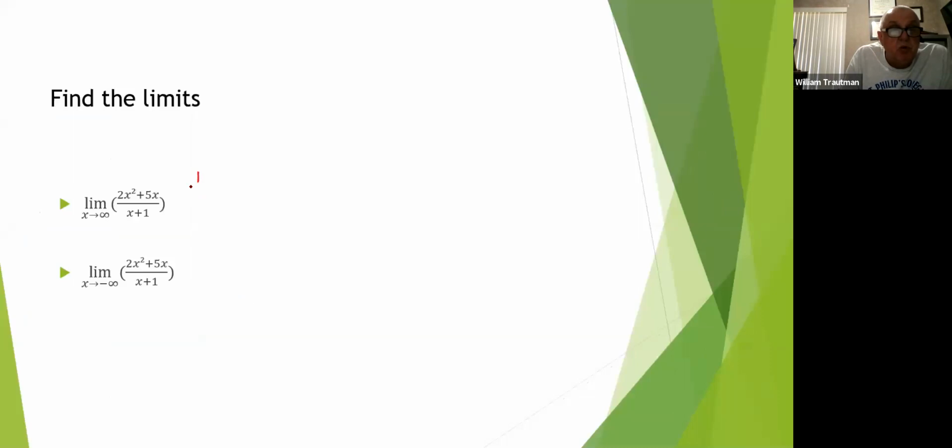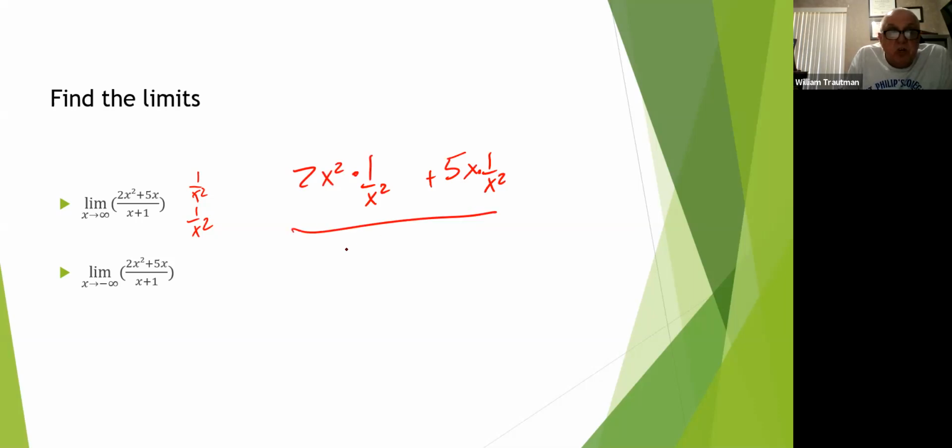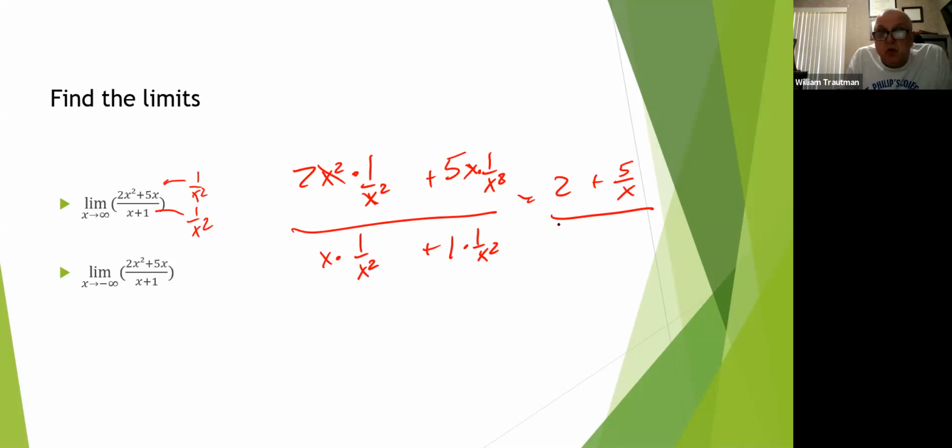If I multiply by 1 over x squared, I get 2x squared times 1 over x squared plus 5x times 1 over x squared, all over x times 1 over x squared plus 1 times 1 over x squared. So I'm distributing x squared to each term. These cancel, and I'm left with 2. One of these cancel, and I'm left with 5 over x. Here, I'm left with 1 over x, and here, I'm left with 1 over x squared.